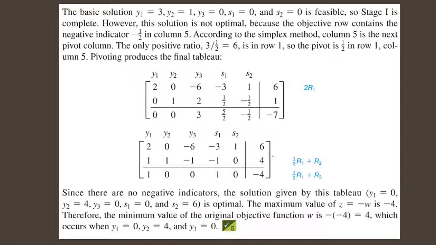y2 is 4, and s2 is 6. Now the maximum value of z is negative w, which is negative 4. In other words, negative w equals negative 4. So w equals positive 4.